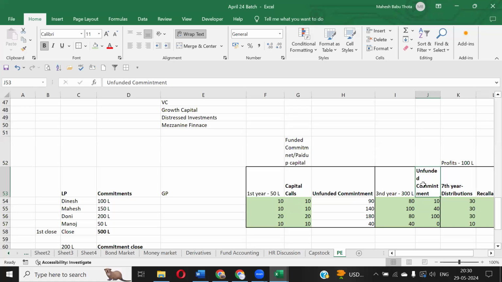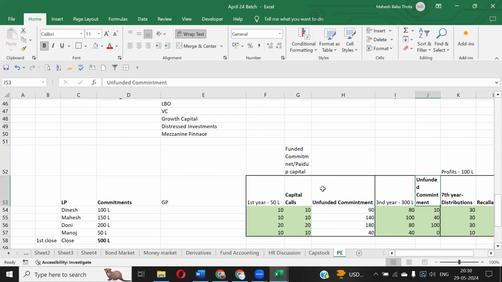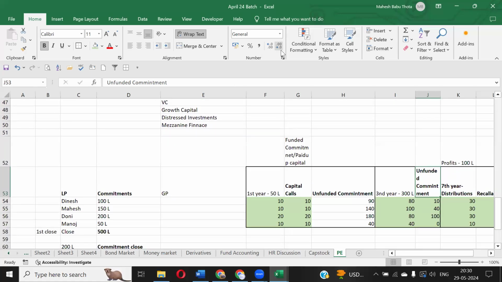That's the reason you should be very good with the concepts of fund accounting. Very simple. When you compare with investment banking, fund accounting concepts are very limited and very easy. I hope you guys are understanding the concepts of private equity and fund accounting. Is everyone understanding, guys? Yes, sir. Let me stop the recording.